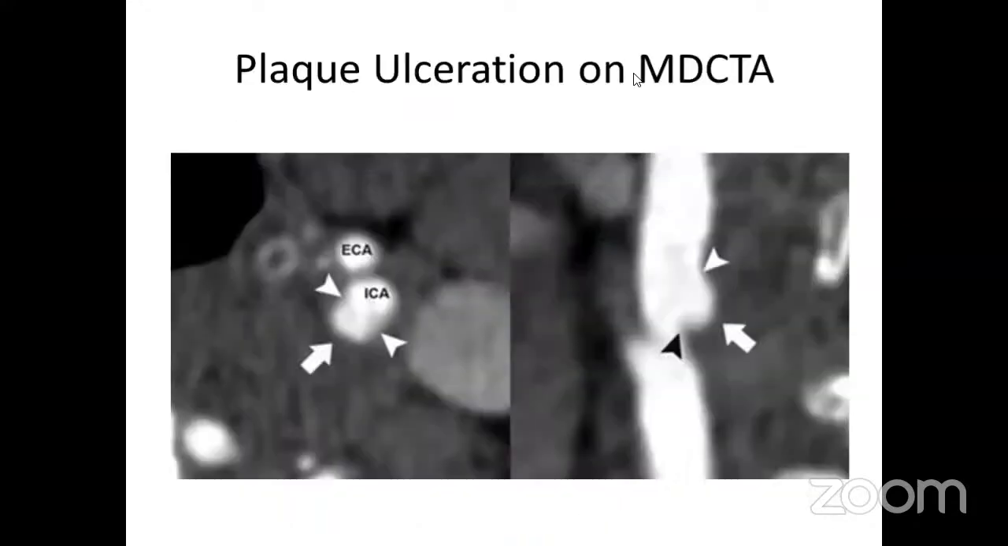Coming to the plaque ulceration on MDCTA, you can see this is the external carotid artery, and this is the internal carotid artery. You can see the extravasation of the contrast into the plaque, which is suggestive of a ruptured plaque and plaque hemorrhage. And we can also see the extravasation of the contrast into the plaque.